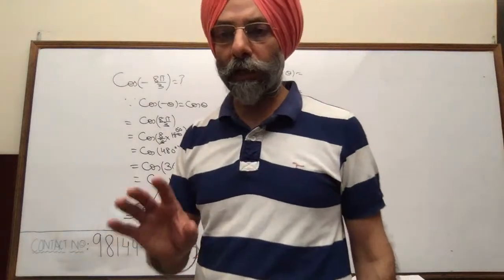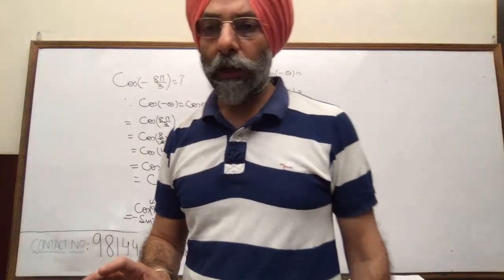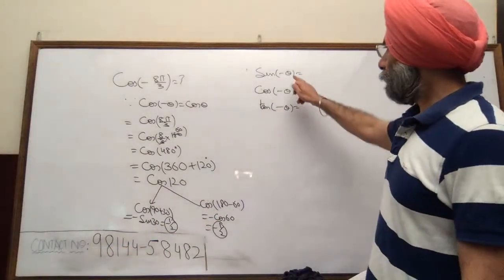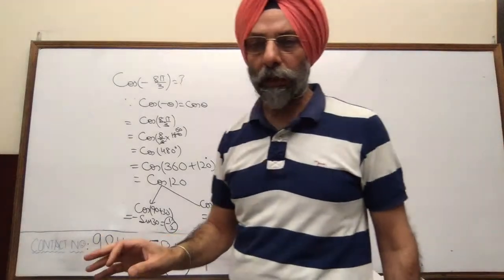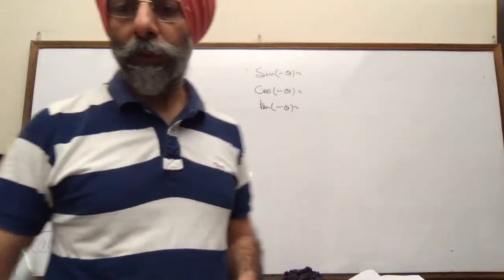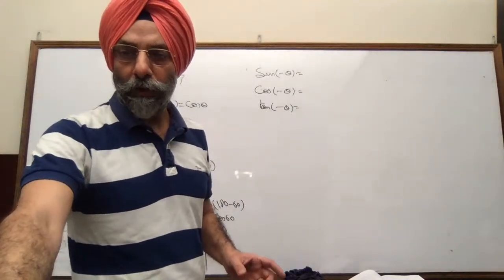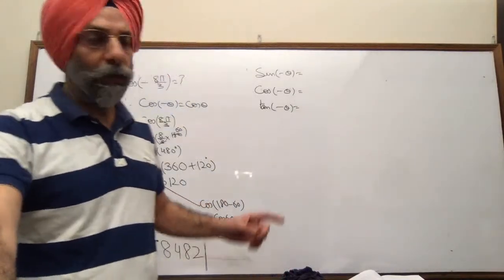Good, beta. Very good. Excellent. Write down what is sine of minus theta, cos of minus theta, tan of minus theta. Okay, that's right, beta. Devesh, very good, beta. Shabash. That's very good. Excellent.